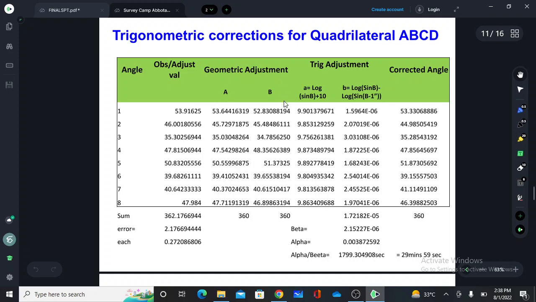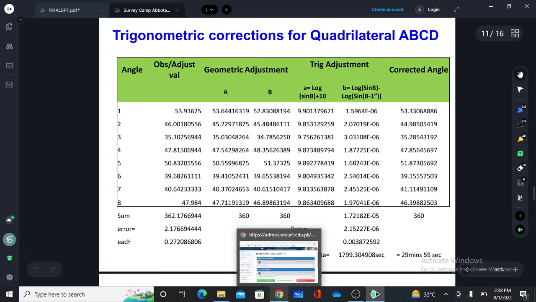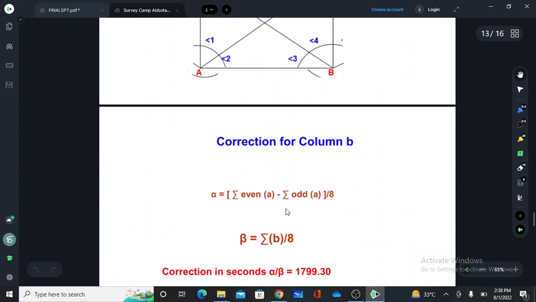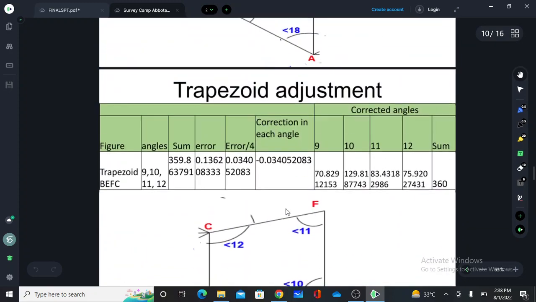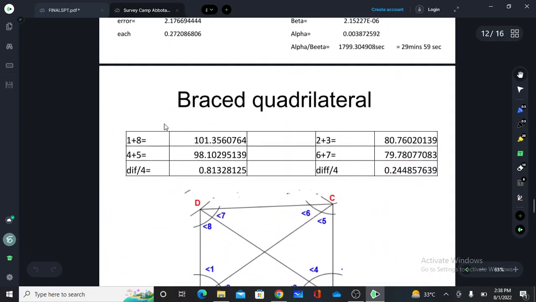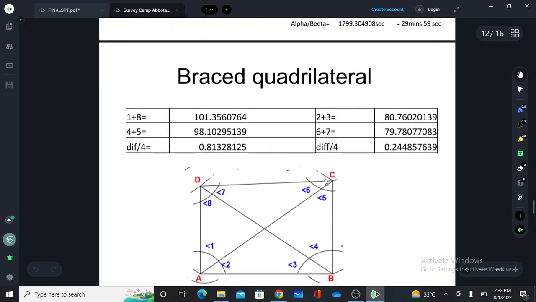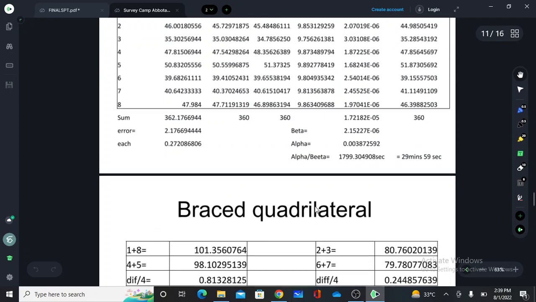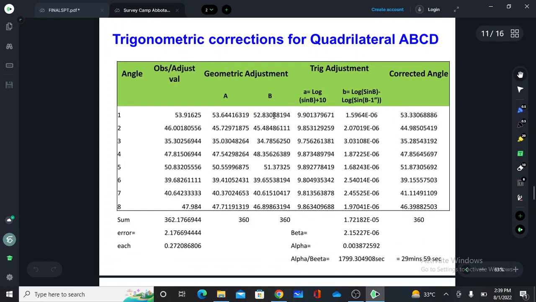Then we will look at the B values. What are the B values? They are capital B values, obtained by the parallelogram rule. Let me go back. This is the brace quadrilateral rule, that the summation of opposite angles should be equal to the summation of the line opposite to it. After applying the correction, we get the final values, indicated by column B.